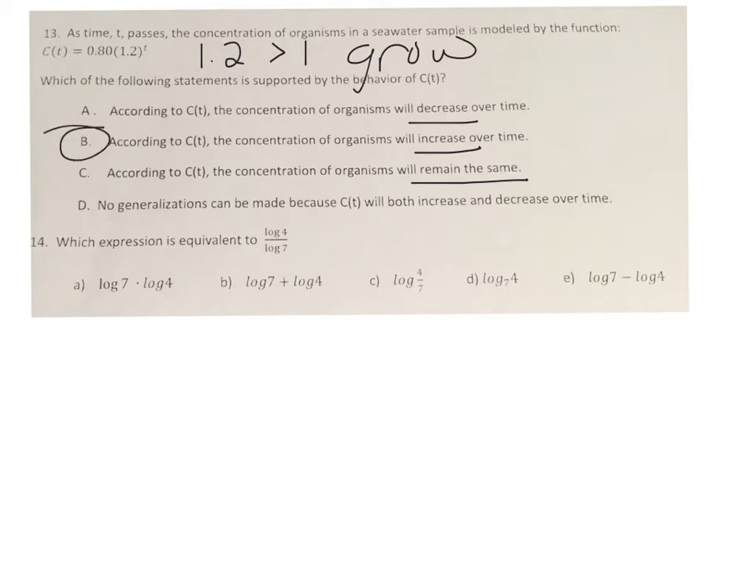Now, number 14, which expression is equivalent to the log 4 divided by the log 7? Now, log 7 times log 4, you just have to evaluate in your calculator. You can't say the multiplication is the same as division, so A is not correct. Log 7 plus log 4 is equivalent to the log of 7 over 4, which is not the same as log 4 divided by log 7. Log 4 divided by log 7 is not the log of 4 minus the log of 7. So that's not the same thing.